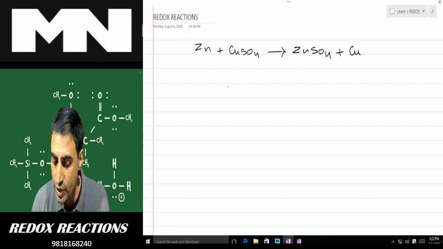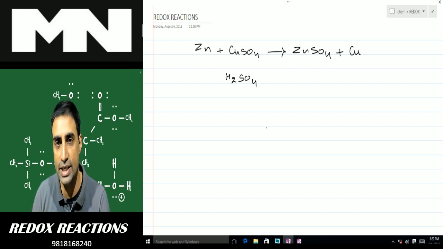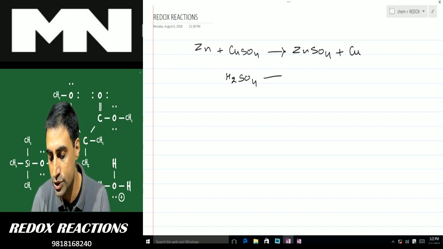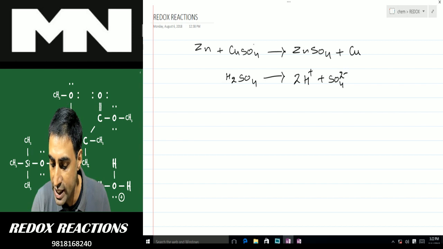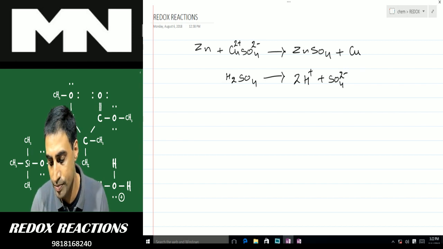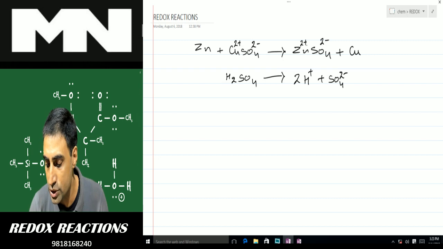See, I give you one example. Say I'm talking about H2SO4. You know H2SO4 is an acid and it has a tendency of donating H positive ion. So once it donates 2 H positive ions, it will get converted to SO4 2 negative. That is a sulfate ion. So SO4 is always 2 negative. If here SO4 is 2 negative, copper is 2 positive. Likewise here SO4 is 2 negative, Zn is 2 positive.